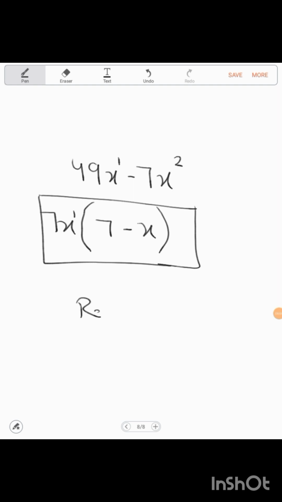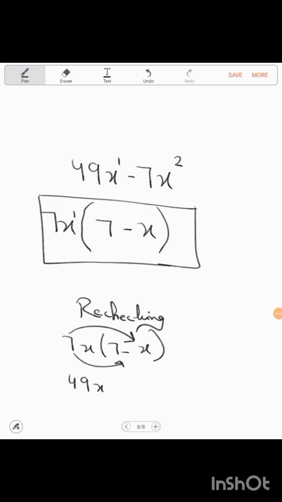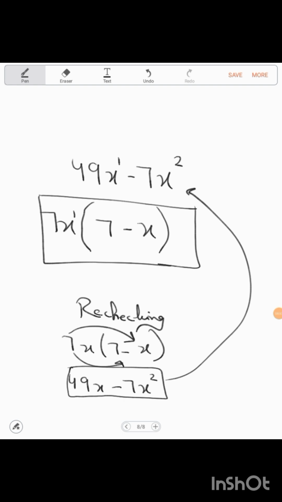Now let's do rechecking. Okay, rechecking is just for your safe side. So if you write 7x into the bracket 7 minus x, then you're going to multiply 7x with 7, you're getting 49x. If you multiply 7x with x, you're going to get 7x square. So now you're going to see if this answer is similar to that of your question. So yes, this factorization that you have done is correct.